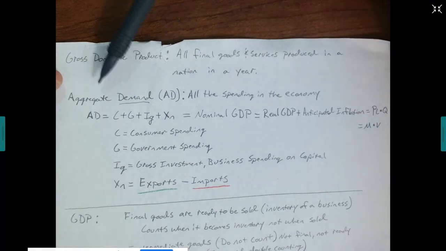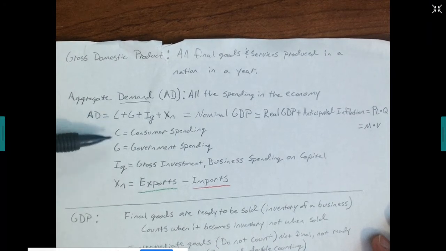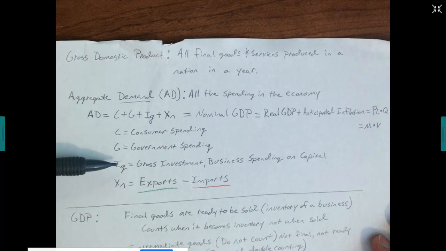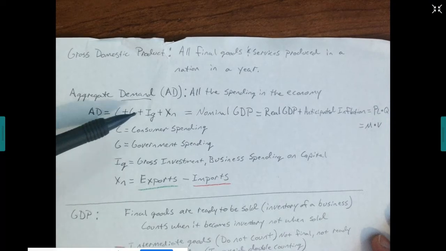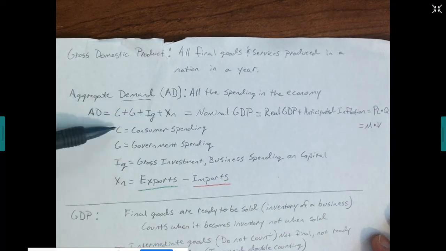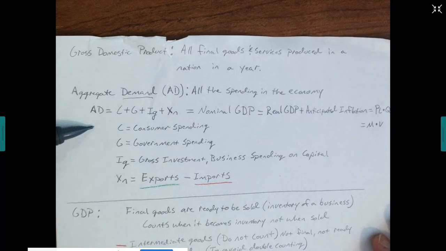Now, aggregate demand can be broken up into 4 different sectors. It is the sectors that make up our economy. They are the consumers, which are the households, the government, businesses, and foreign sector. If you add up the spending of each one of these 4 sectors together, you would get the entire spending of the economy, the spending on goods and services.